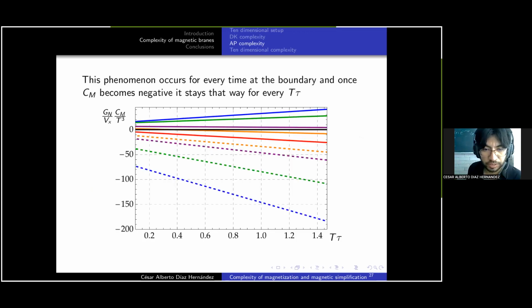Just to finish, I don't have too much time. This phenomenon occurs for every time we found. Once the complexity starts decreasing, if we evolve in time, the complexity will not increase again. It will continue to decrease.